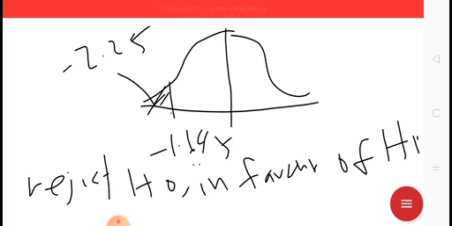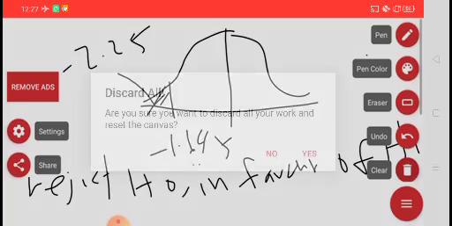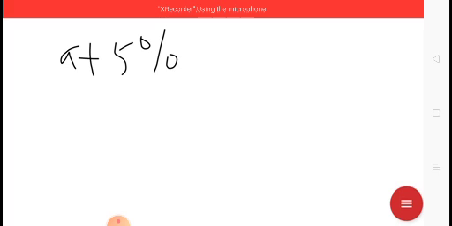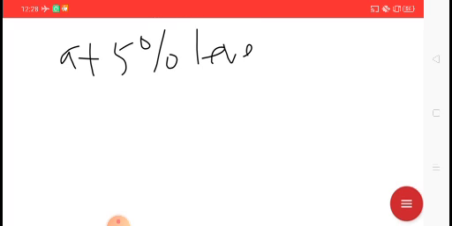Okay, so once you've done this general statement, you should write the final statement according to the context. Okay, the final statement can say, you can say at 5% significant level.